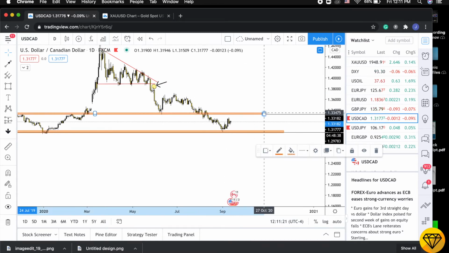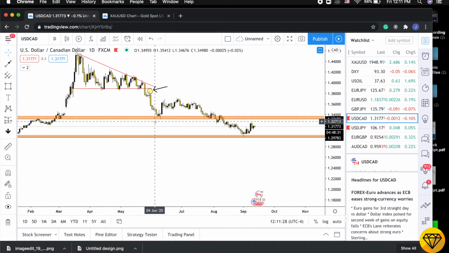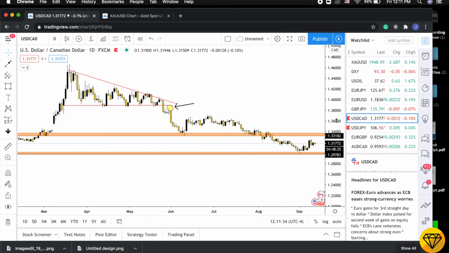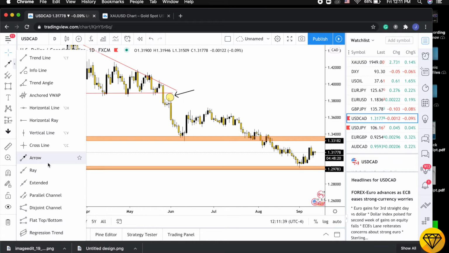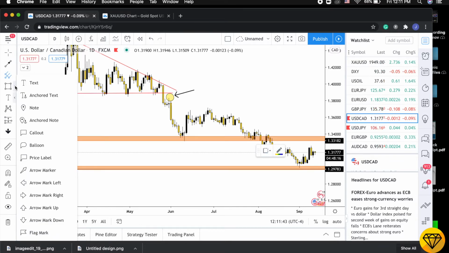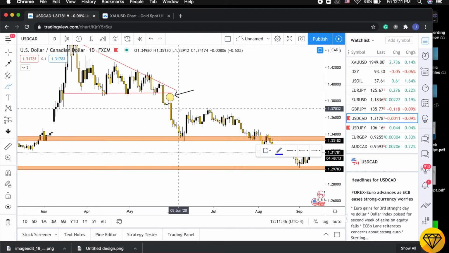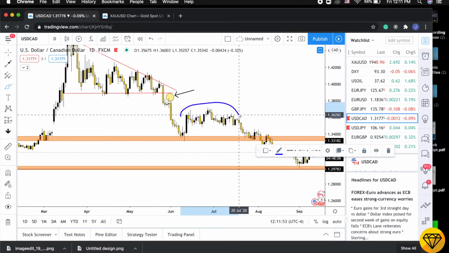Just try to make this as clean as possible. Price hit this lower support and then reacted from there, right? It came up for a little bit of a bullish movement, but ultimately could not sustain that movement. So we have a situation where price wanted to come up but just didn't have enough momentum and made this kind of curve.